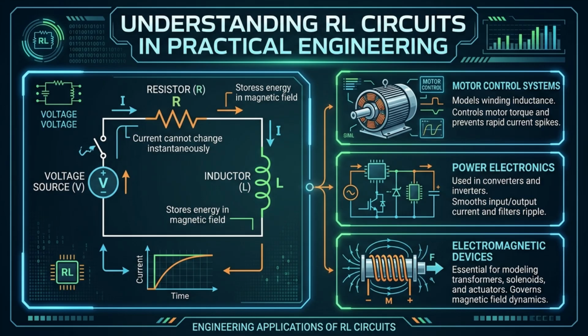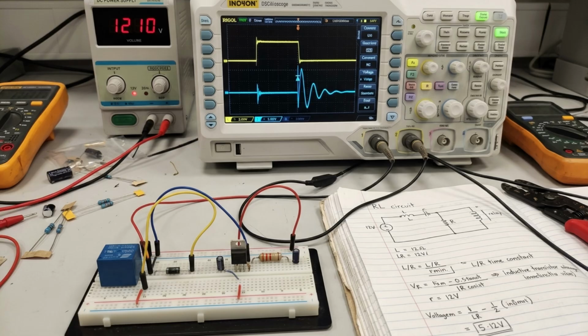They are essential in power electronics, motor control systems, and electromagnetic devices where current cannot change instantaneously. Engineers use RL circuits to analyze switching behavior in inductive loads, such as relays and solenoids. When switching such devices, the transient response must be carefully managed to avoid voltage spikes and energy losses.